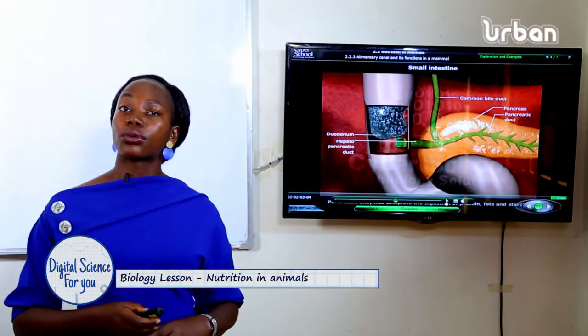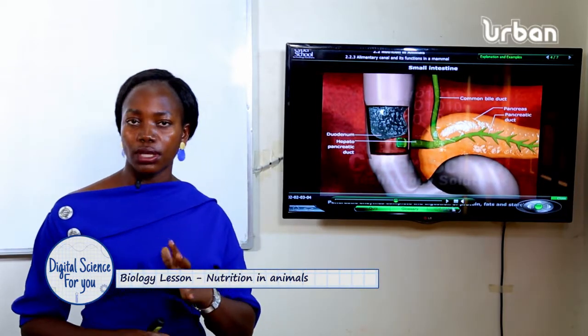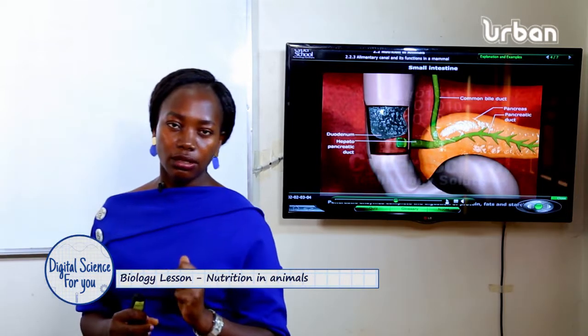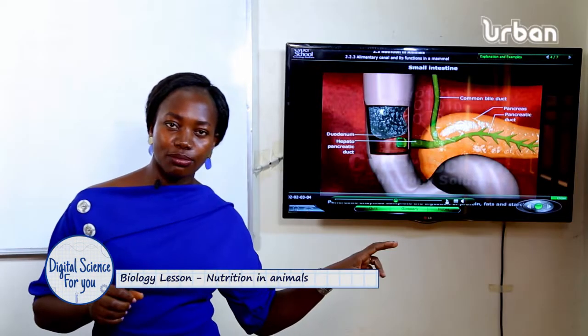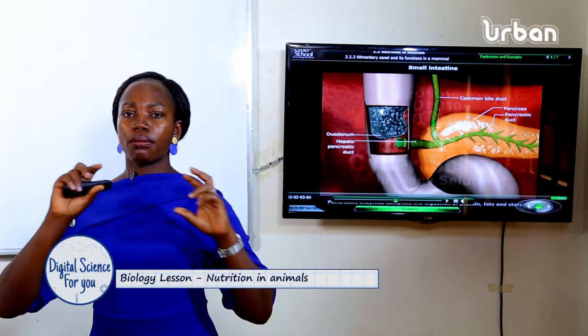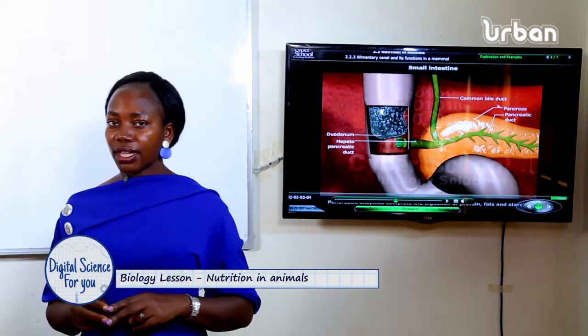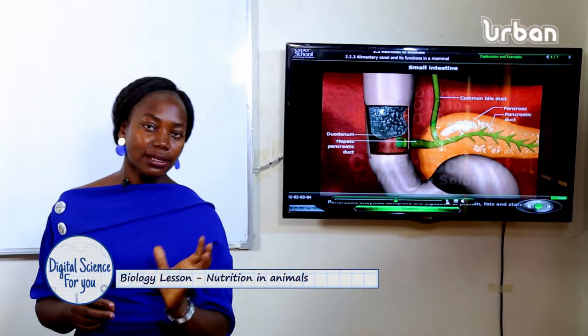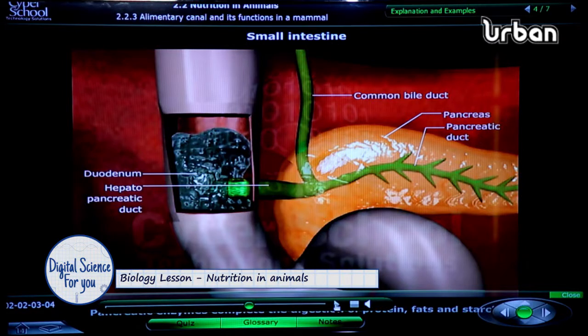When food reaches the duodenum, again, the presence of food in that part of the alimentary canal stimulates production of a hormone known as secretin. This secretin is going to stimulate the gallbladder and the pancreas to produce two kinds of juices. One of them, the gallbladder will secrete bile juice. Then the pancreas will secrete pancreatic juice. They both have a role in the digestion of this food that has come from the stomach.